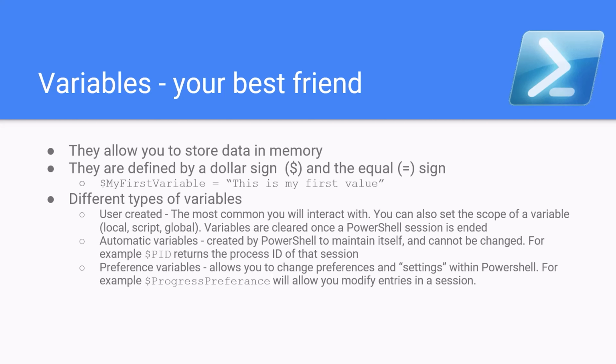So there's different types of variables. There's user created. This is the most common variable that you're going to work with. You can also set the scope of a variable: local, script, or global.